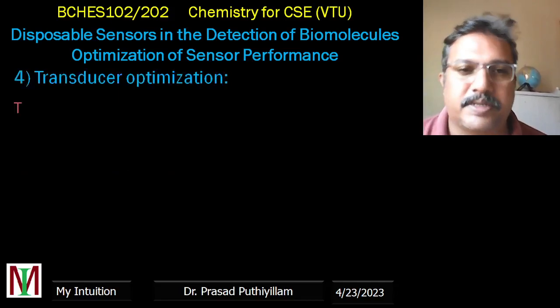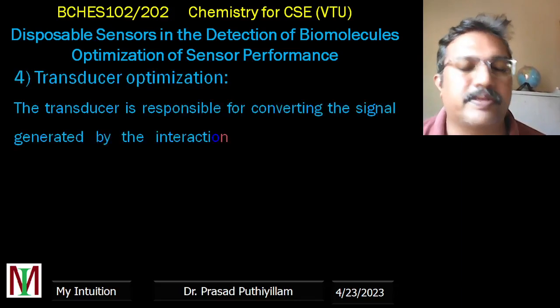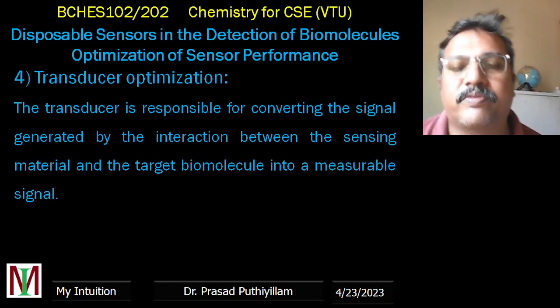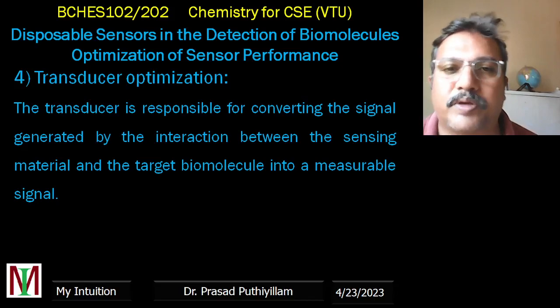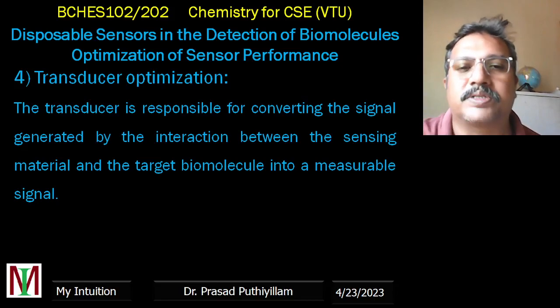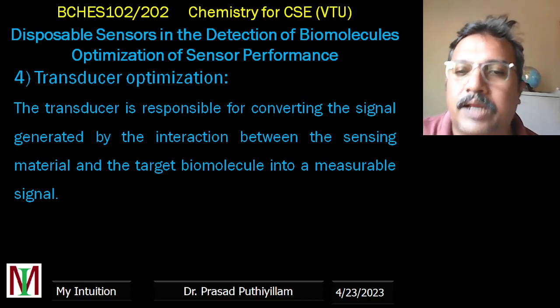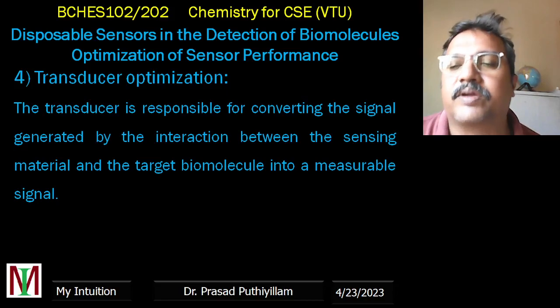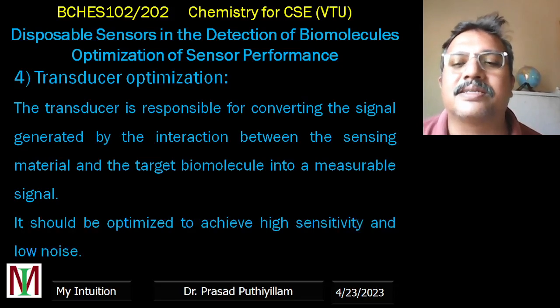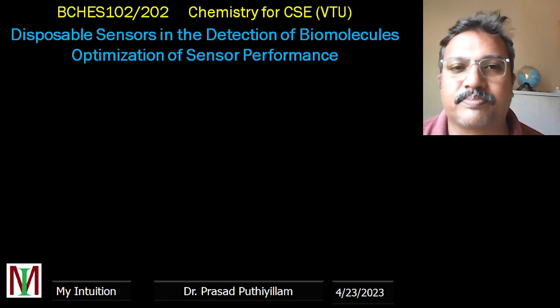Transducer optimization. The transducer is a very important item in every sensor. It is responsible for converting the signal of detecting the molecule, whatever the sensed material, into another form of energy which we are able to analyze or detect. Okay, so it is responsible for converting the signal generated by the interaction between the sensing material and the target biomolecule into a measurable signal. It should be optimized to achieve high sensitivity and low noise.